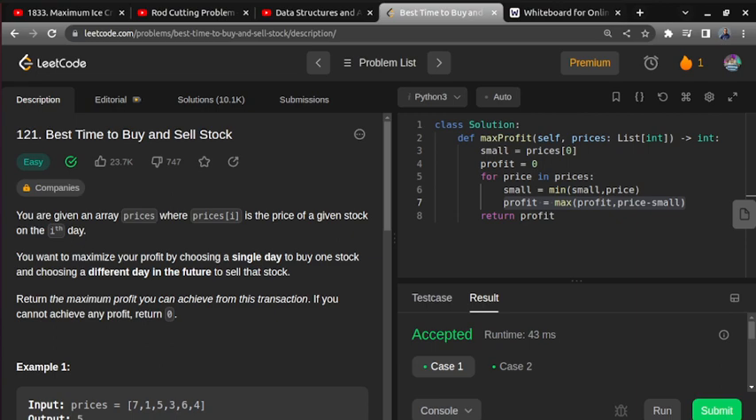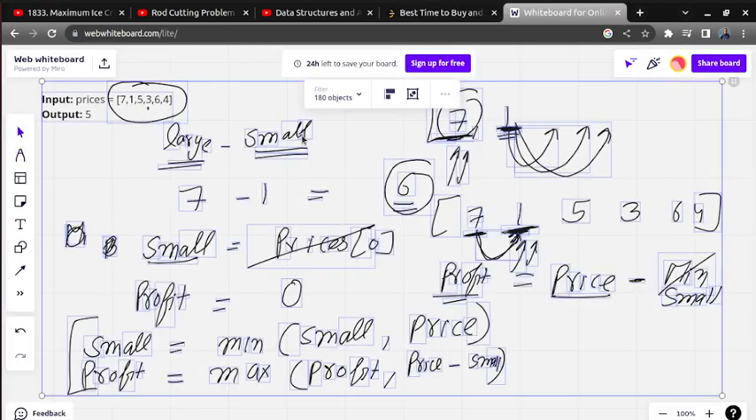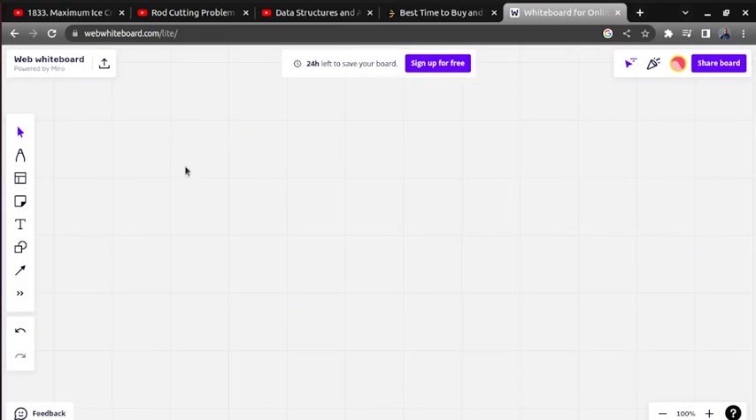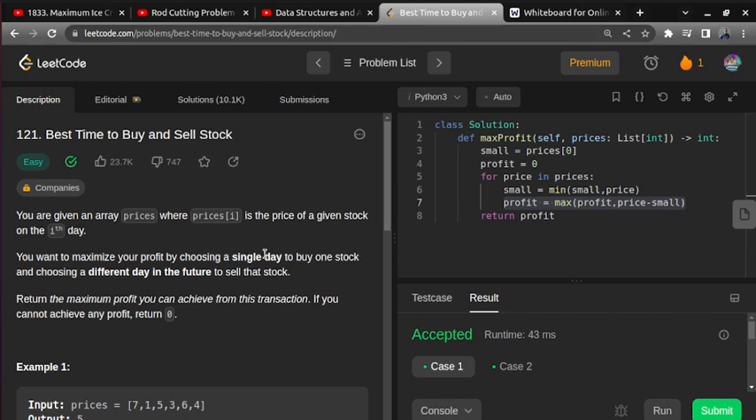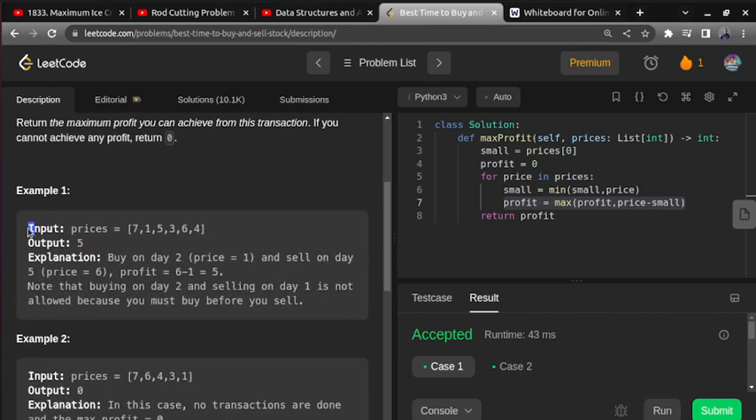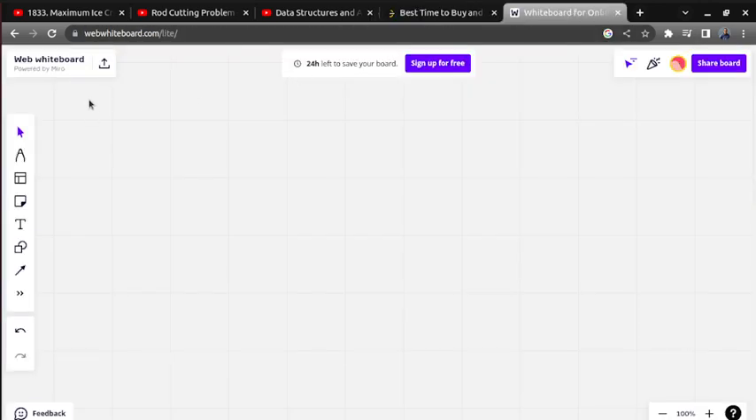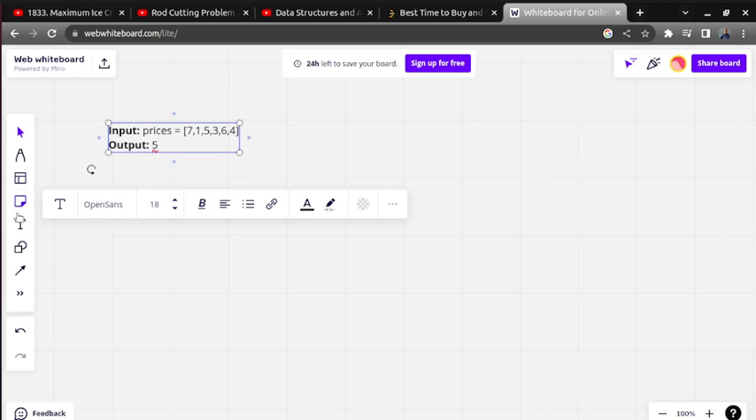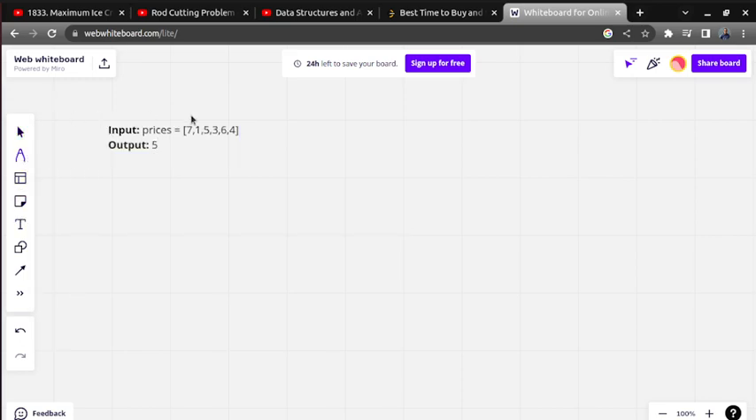Now some of you must have a doubt about how this logic is working, so let us try to dry run the solution. I am again going to take the input and output and show you how it is working. The input has the price array. We are traversing a loop and calculating two things, small and profit. Initially profit is 0 and small is 7.